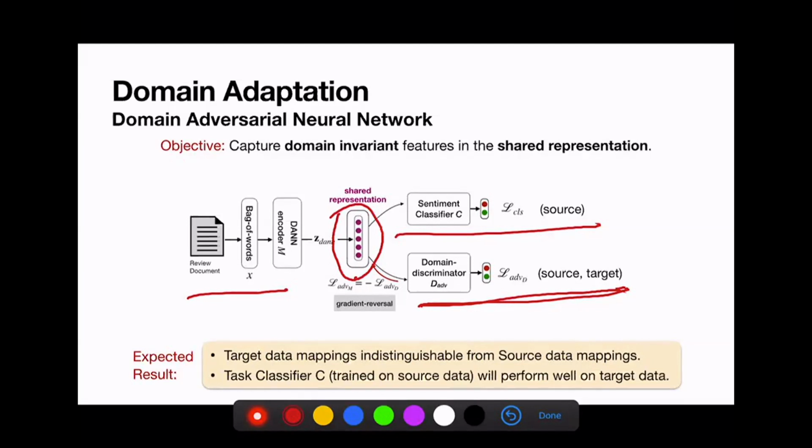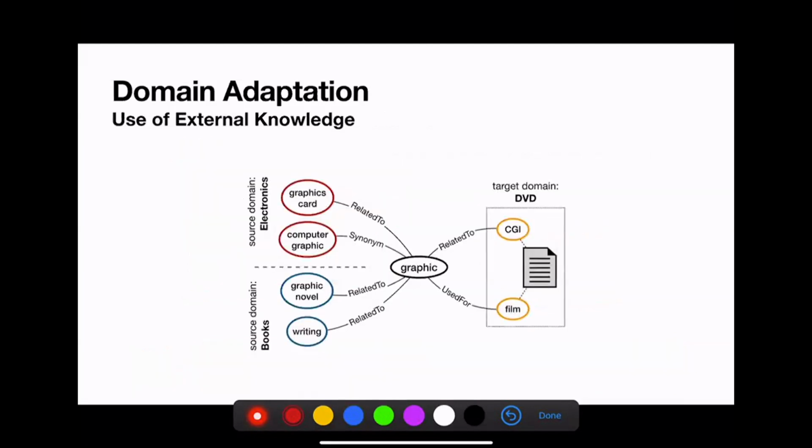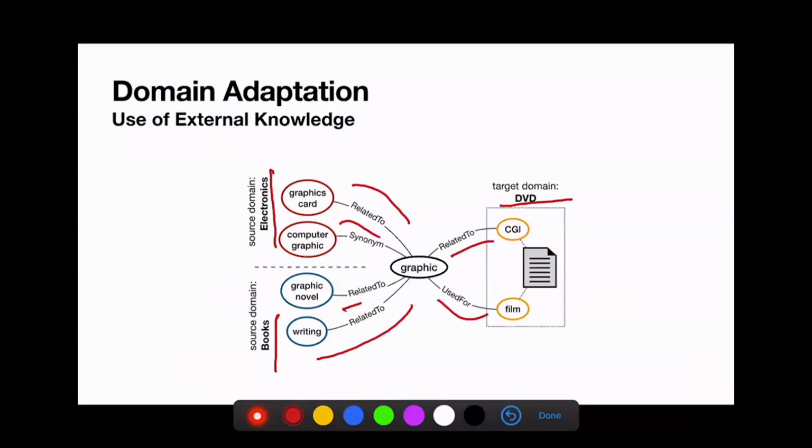Now, how can we improve it? Use of external knowledge. As you can see in this example, if you have structured knowledge like this, and these are the different domains. This is books, this is electronics, and this is DVD. These are the three different domains. And you can see that using this relational knowledge and this bridge, the domains are connected, the domains are interconnected. Can we somehow utilize this representation in our network?